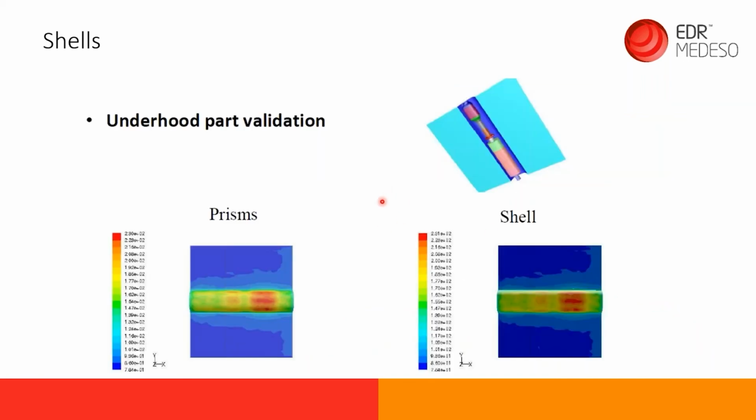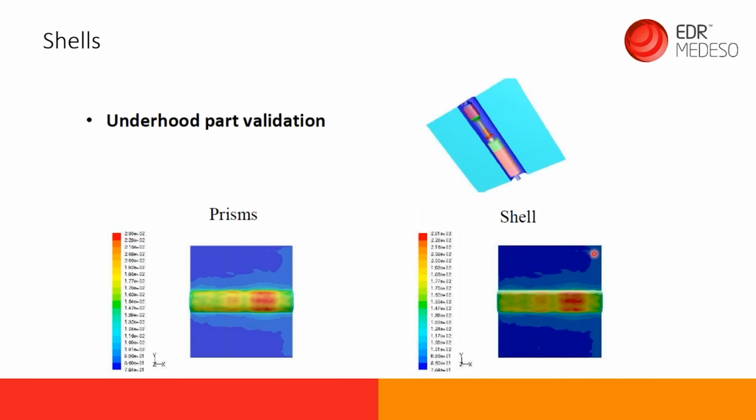So just another example there, an underhood part validation. We've got the solid meshed with prism cells there, which is the expensive and difficult option. And then we've got the shells here, which the answer is virtually identical.